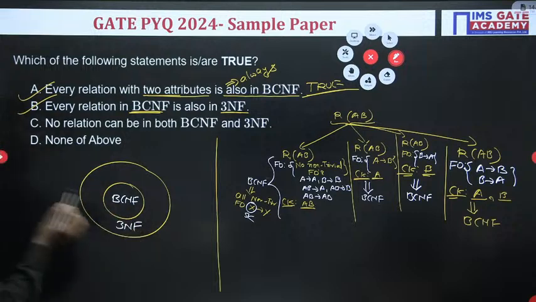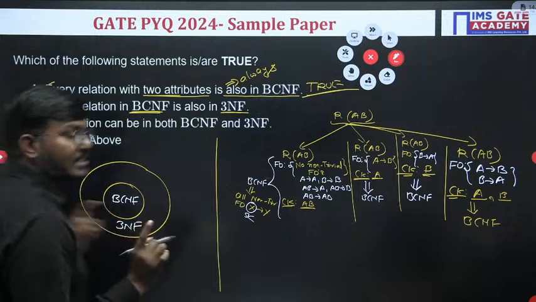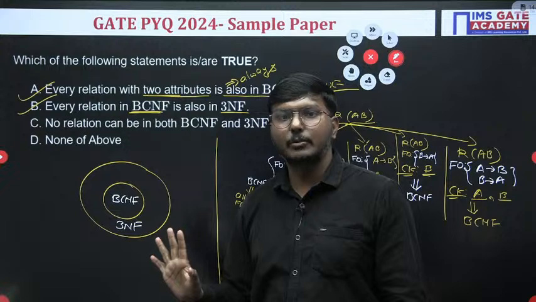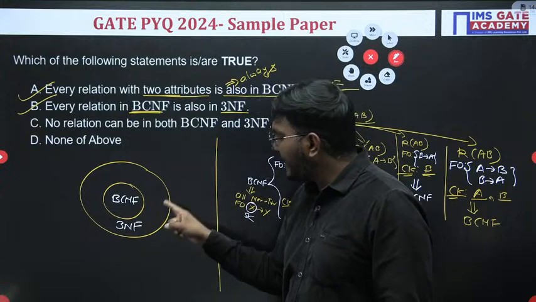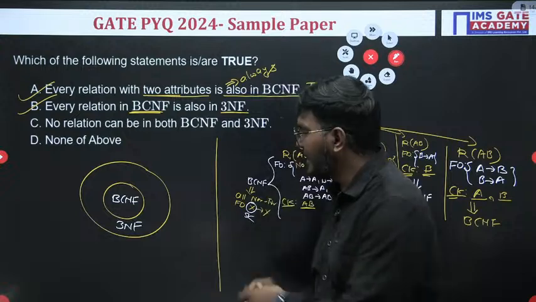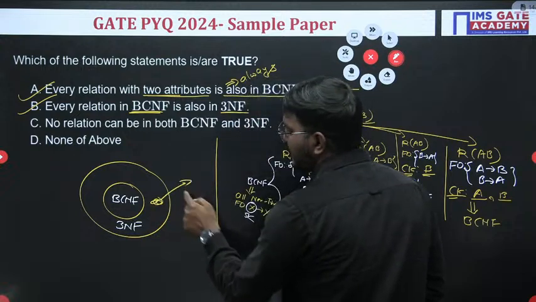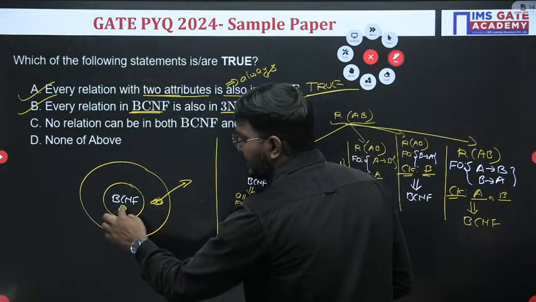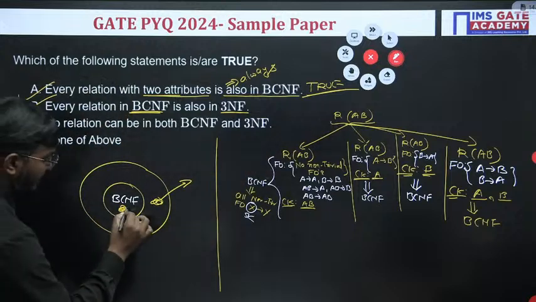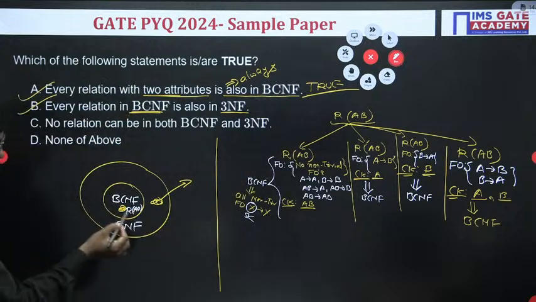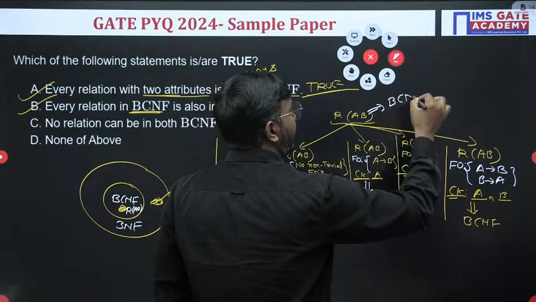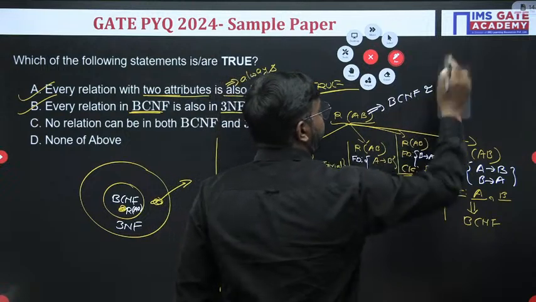But if I say that every relation in 3NF is also in BCNF, this is false. Why? Because there are some relations which are in 3NF but not in BCNF. This part represents the relations which are in 3NF but not in BCNF. But a relation R having attributes A and B is in BCNF as well as in 3NF.